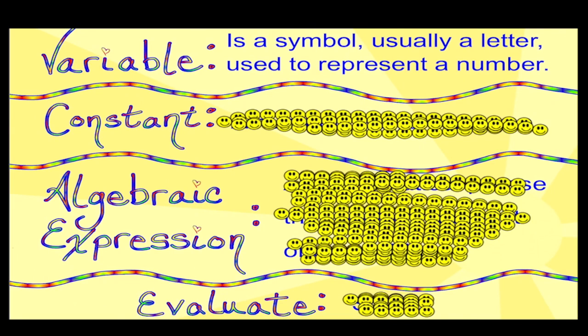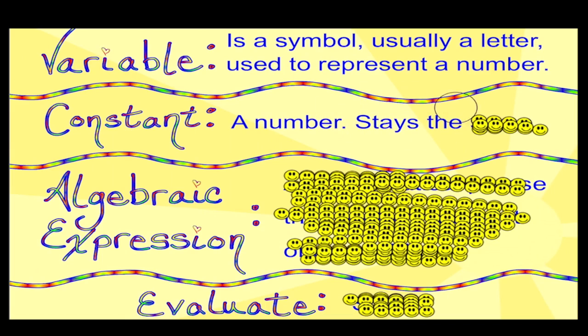We're good? Okay, so let's try constant. Constant is when you have a number and it stays the same, right? It's consistent. It stays the constant. Constants, if you notice, don't have any variables, right? There's no letters attached to them. They're just a number.